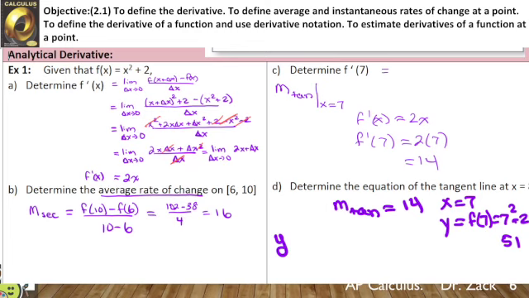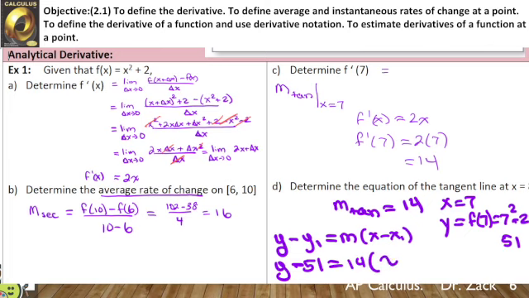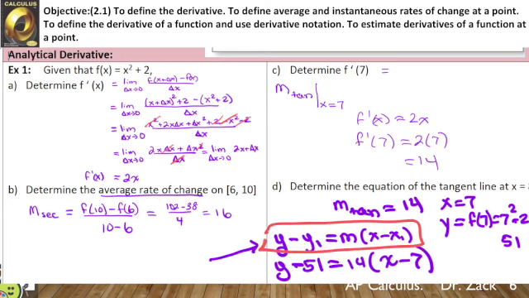So I have y minus y1 equals m times x minus x1, which leaves us with y minus 51 is your 14 times x minus 7. It is not necessary to solve for the y, but I do suggest that you know your point slope formula for writing the equation of a tangent line. If you didn't know it before, put it in the list of things that you need to know.